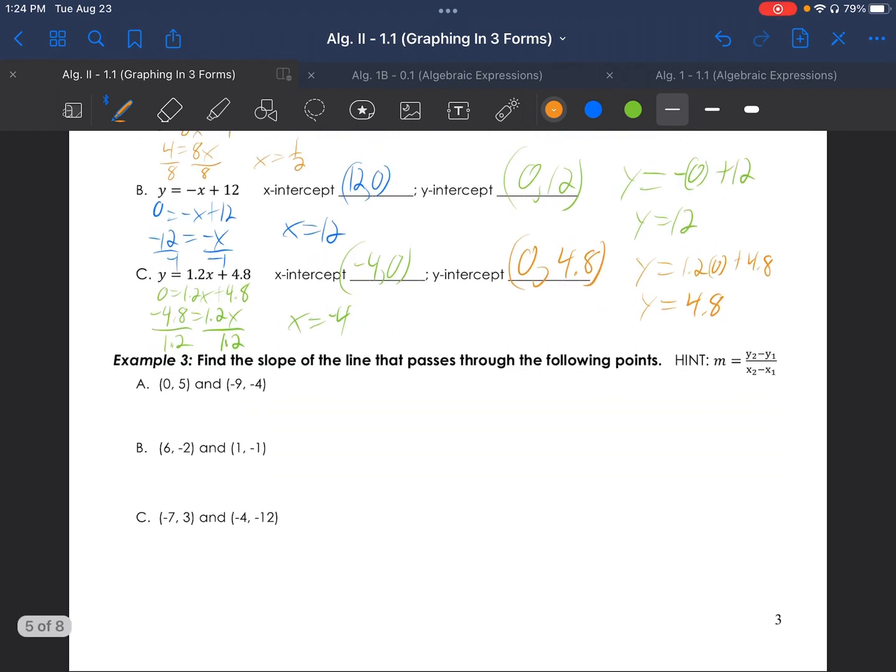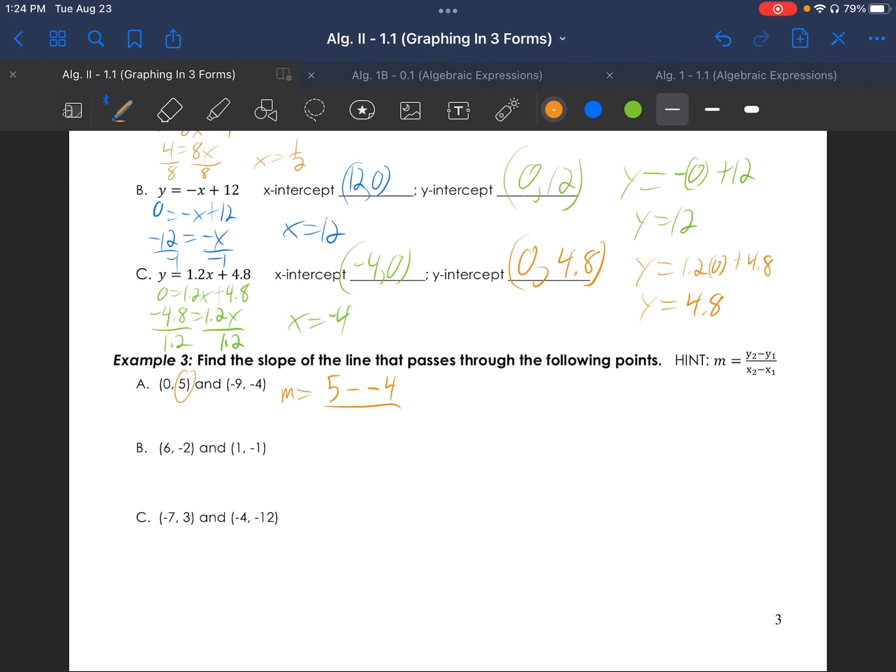All right, so now we're actually finding slopes. So remember, we have this formula we're going to use. Time to use it. So for letter A, it doesn't matter which y value I pick first, 5 or -4. Let's say I pick 5 first. Then I would subtract the -4. That means there's 2 negative signs in a row on the top there. We'll keep that in mind.